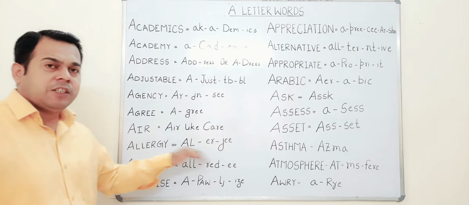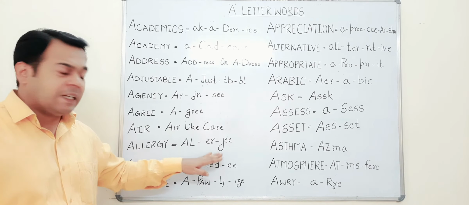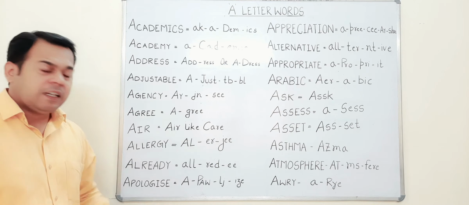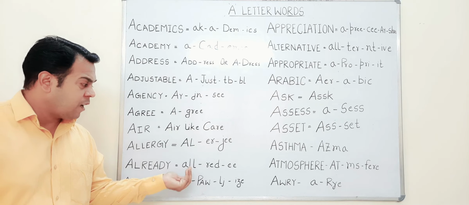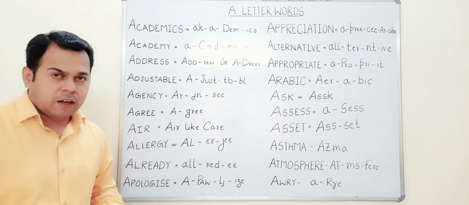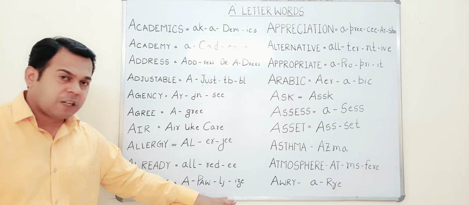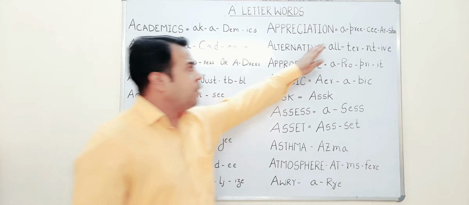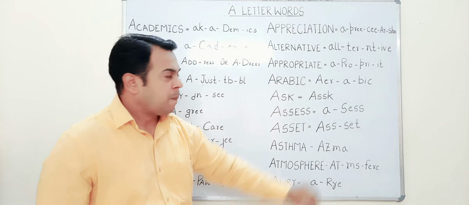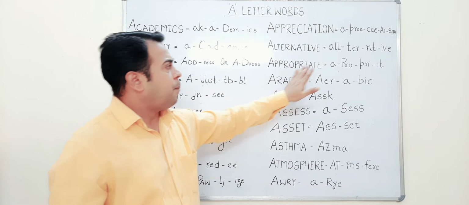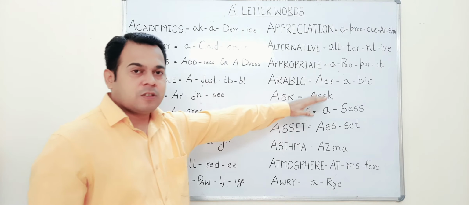Next, allergy. Here R is not pronounced. Then already. Here we are using R because there is a vowel after R. Then apologize, appreciation, alternative, appropriate, Arabic, ask.